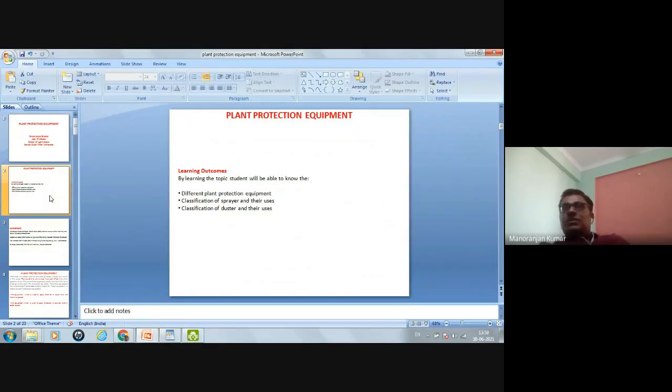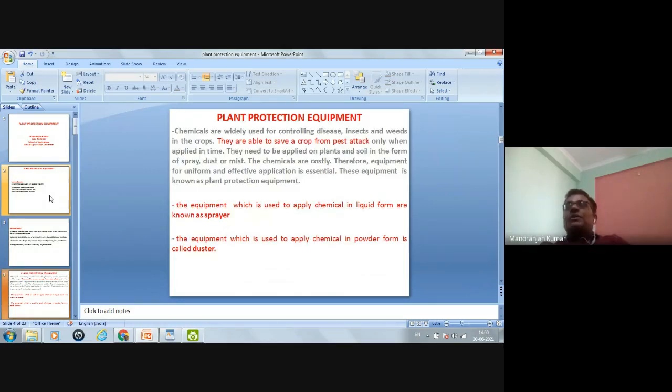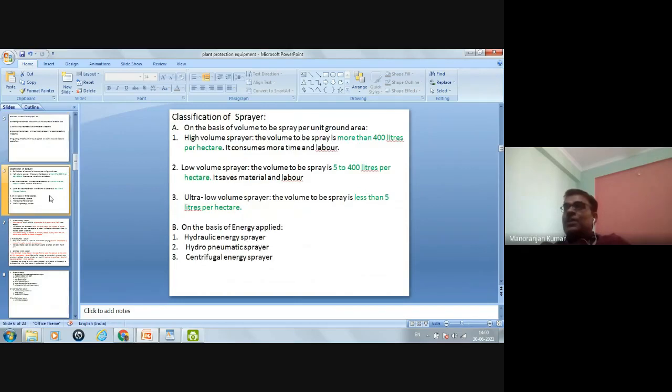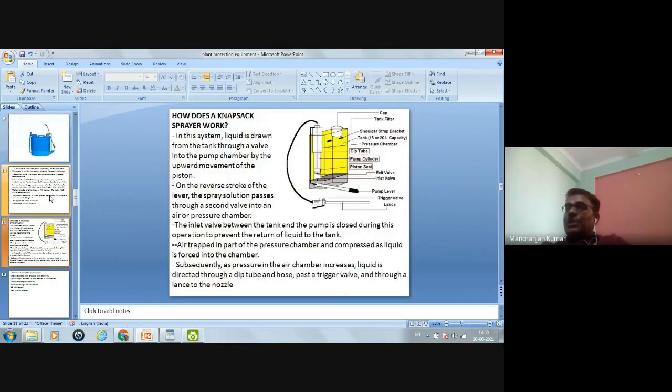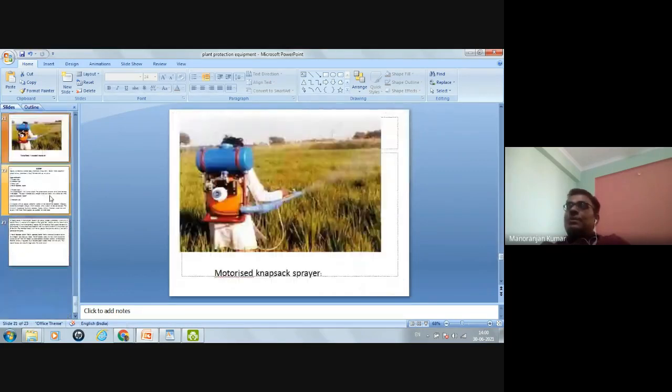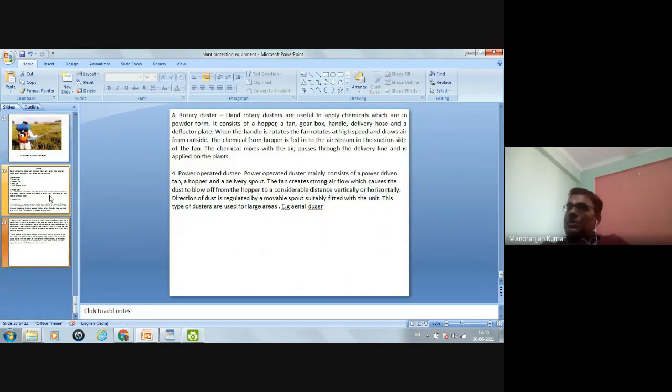In this chapter, we have seen why plant protection equipment is needed. Okay, and what is the sprayer and what is the duster? What are the main functions of a sprayer? What are the different types of sprayer on the basis of volume as well as on the basis of energy applied? Now we have seen the different examples under the different types of sprayer. And in the last we have seen the duster: what is the duster and what are the different types of duster? So this is all about today's lecture.